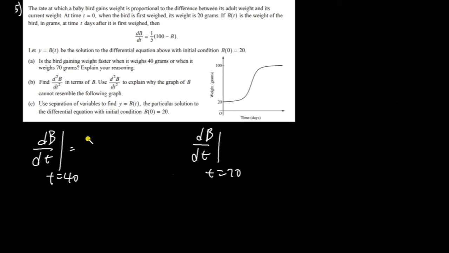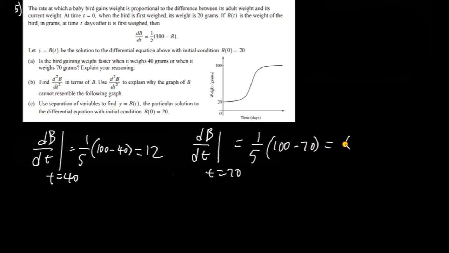When it's equal to 40, it's going to be 1/5 times (100 minus 40). Well, 100 minus 40 is 60. 60 over 5 is 12. At 70, it's 1/5 times (100 minus 70). 100 minus 70 is 30. 30 over 5 is 6.